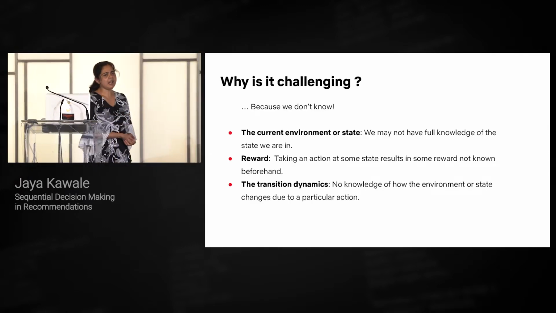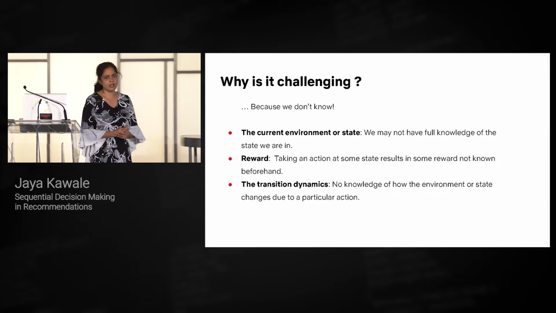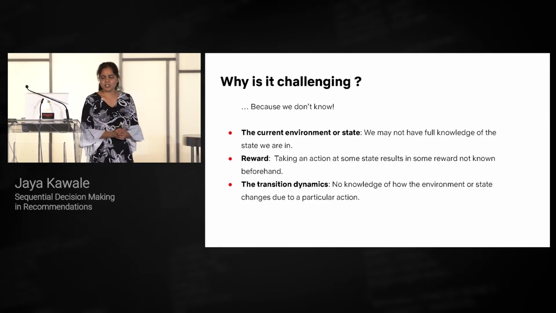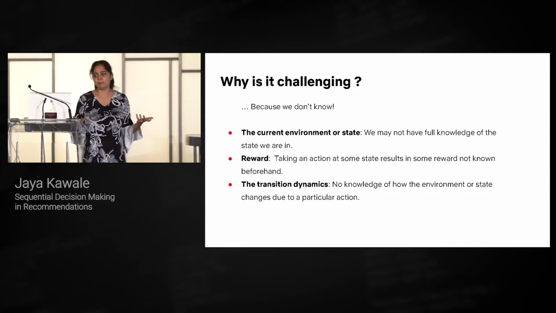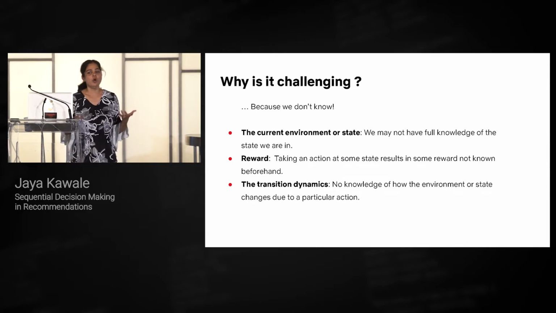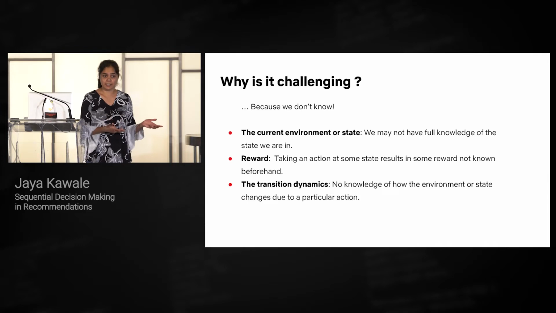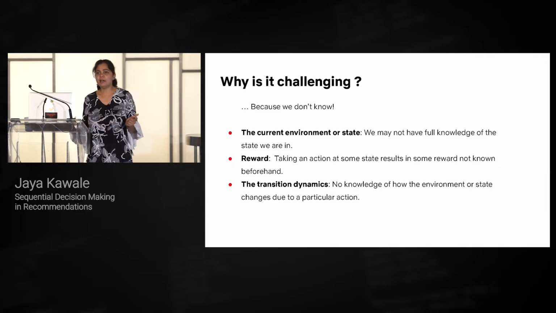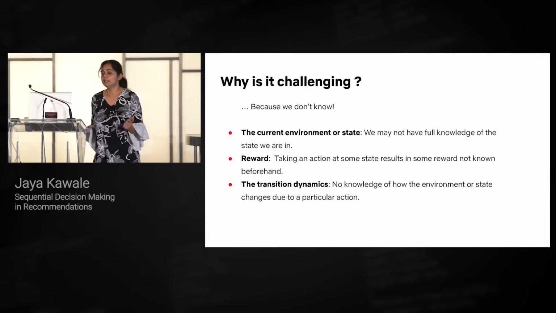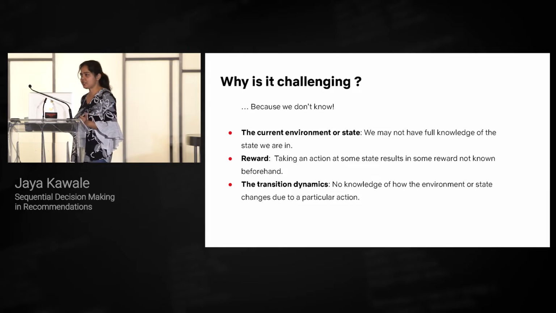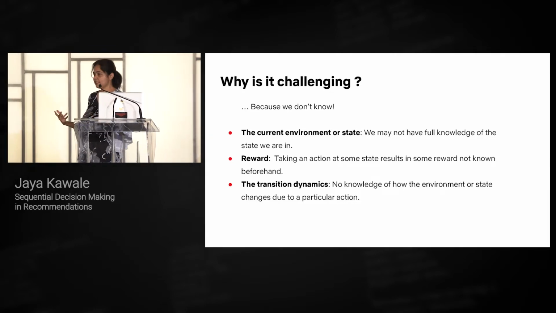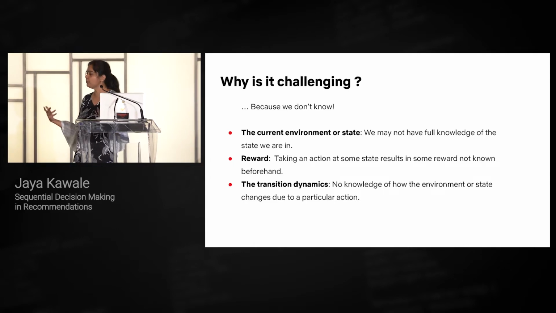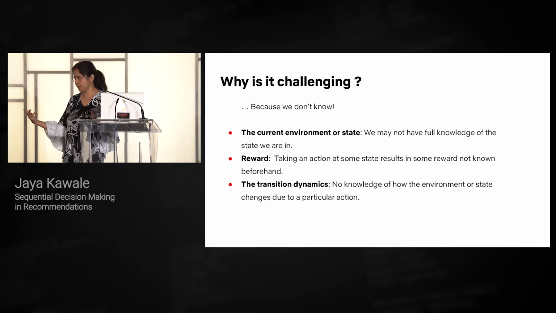So why are these kind of algorithms challenging? They are challenging because we don't know many things. For example, we may not have full knowledge of the current environment or the state we are in. We may not have full knowledge of the reward. For example, taking an action can result in certain amount of reward. We don't know what is the reward that we get from recommending a certain title to the users.